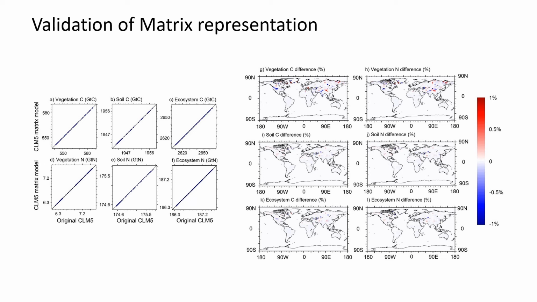Global annual means in all 6 carbon and nitrogen storage over 115 years perfectly line up at the 1-to-1 line, signifying exact agreement. See the figures on the left-hand side. The good agreement demonstrates that the matrix model can faithfully reproduce both temporal dynamics and the spatial patterns of carbon and nitrogen states from the original models.